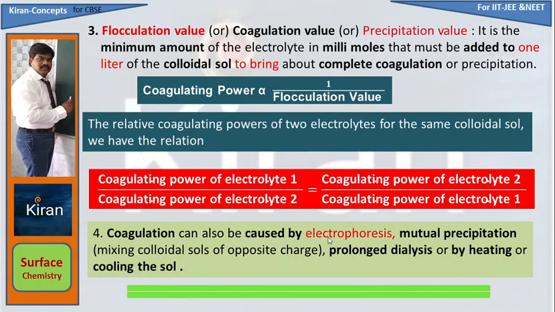Coagulation can also be caused by electrophoresis. Electrophoresis means that while passing an electric current, all the colloidal particles come down. Other methods are mutual precipitation, mixing colloidal salts of opposite charges, and prolonged dialysis, or heating or cooling the salt. These are the important methods for coagulation: electrophoresis, mutual precipitation, and prolonged dialysis or heating or cooling. By these methods colloidal particles are settled down.